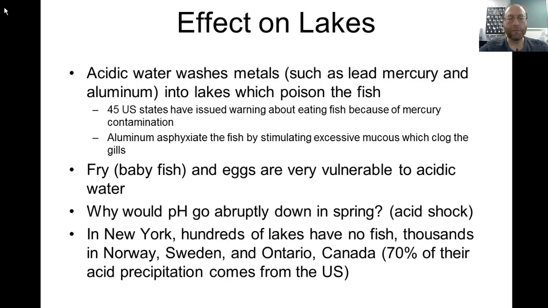And in Canada, 70% of their acid precipitation comes from the United States. So laws in Canada preventing acid precipitation cannot do much to really save their lakes. What has to be done is they have to have treaties with the United States or put diplomatic pressure on the United States to pass laws.